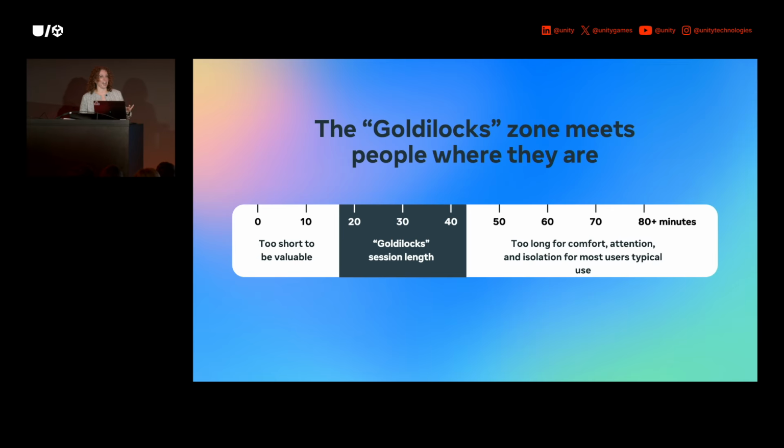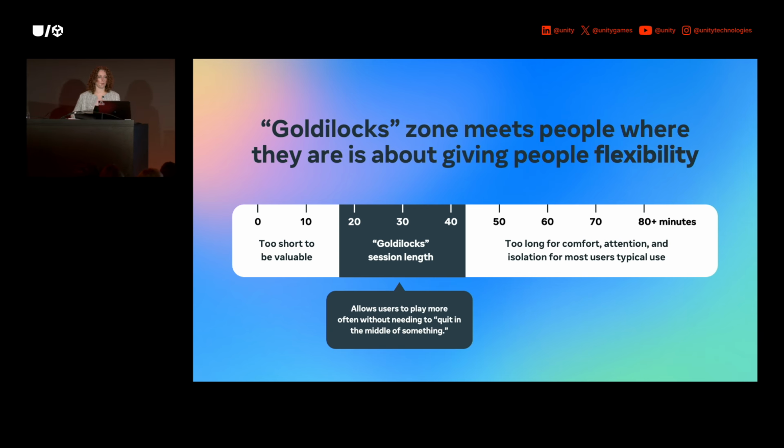You need to focus on high-intention moments that fit into what we call the Goldilocks zone, 20 to 40 minutes. This is where your experience needs to fit, because it delivers value in the time that we've seen users be willing to engage before it starts to feel too long or uncomfortable and they want to take the headset off. So building for the Goldilocks zone is about increasing your flexibility, making sure users can have meaningful engagement that fits into how their day-to-day lives already work, rather than trying to change their behaviors to fit what you want.